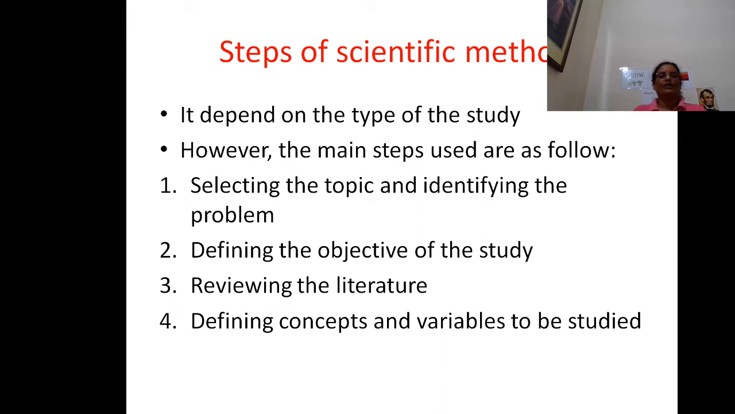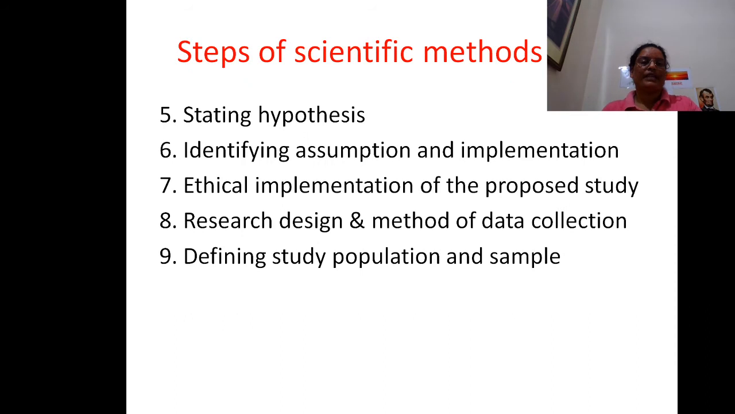Then reviewing the literature. What is that? Reviewing of the literature. For example, we are going to handle a study related to anemia, and previously lots of people, scientists or researchers have done work on this topic. We are going to check their findings. Okay, defining concepts and variables to be studied, those concepts or variables present in a research problem statement. Then stating hypothesis. Hypothesis means we have some idea, our predictions related to our study.